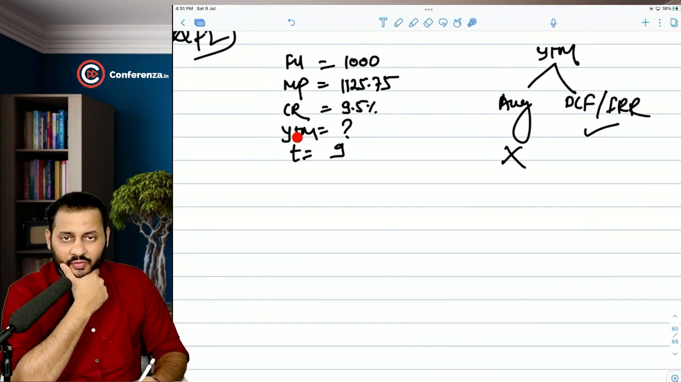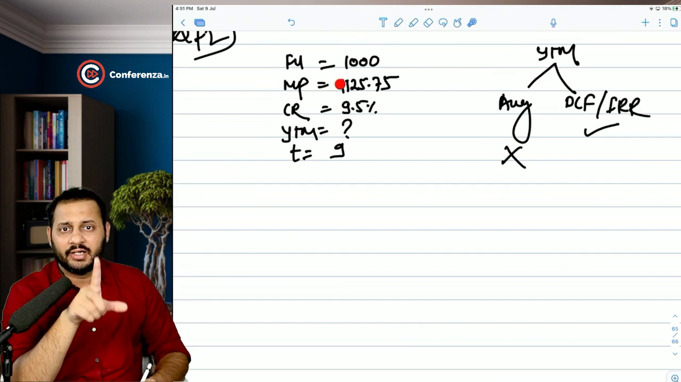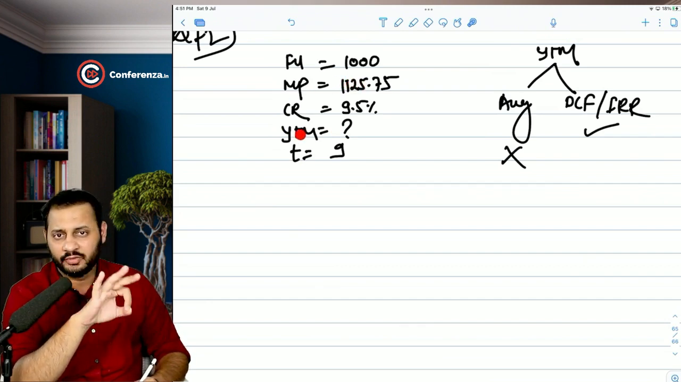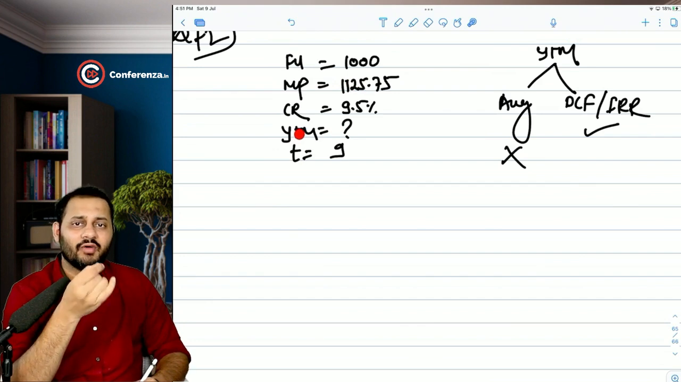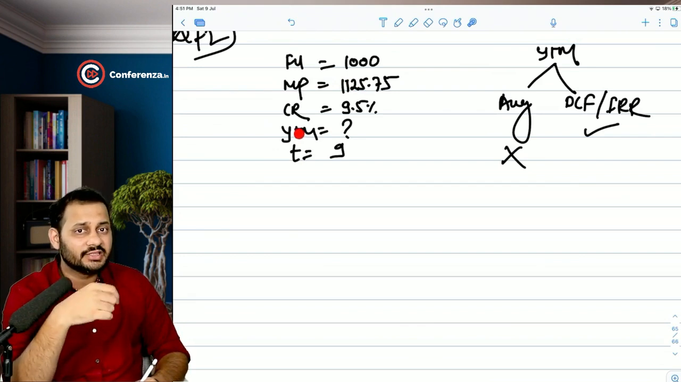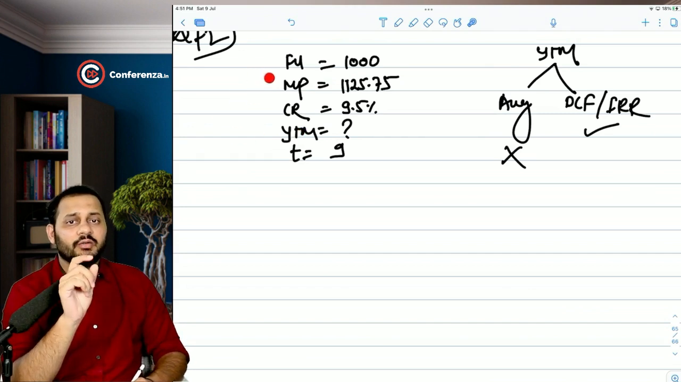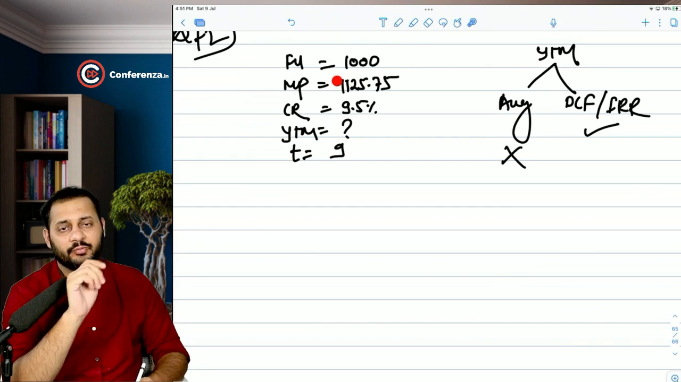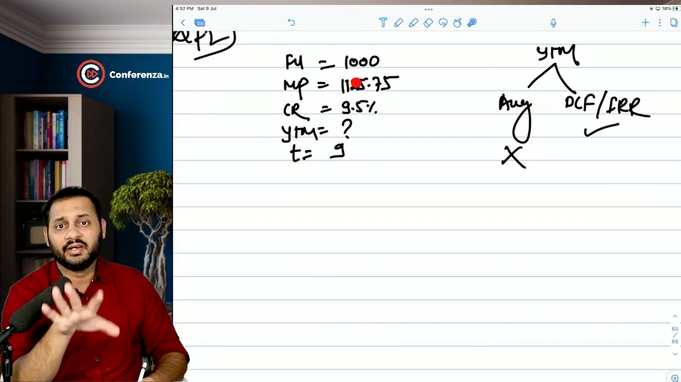What exactly we want to calculate? We want to calculate the yield. If we buy the bond at 1125.75, how much return we are going to earn. So we need to find out a YTM at which the cash flows, if discounted, should bring the present value to a total of 1125.75. So this is going to be our target. At this YTM, this should be arrived.